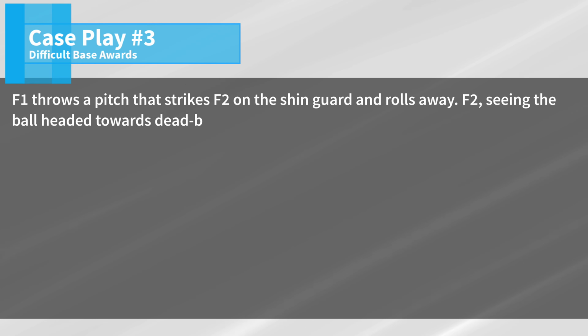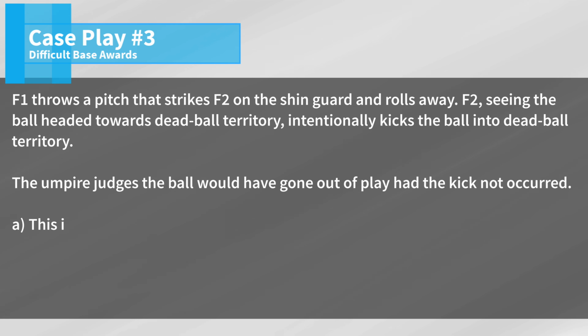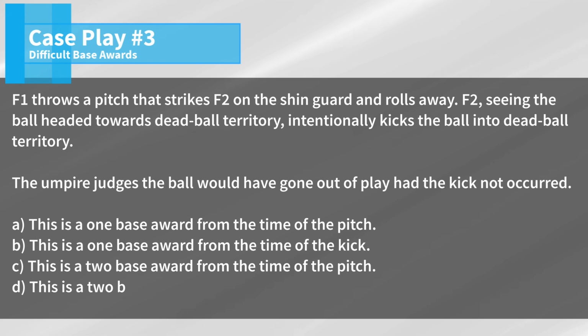Case play number 3. F1 throws a pitch that strikes F2 on the shin guard and rolls away. F2, seeing the ball headed towards dead ball territory, intentionally kicks the ball into dead ball territory. The umpire judges the ball would have gone out of play had the kick not occurred. Is this A, a one base award from the time of the pitch? B, a one base award from the time of the kick? C, a two base award from the time of the pitch? D, a two base award from the time of the kick?